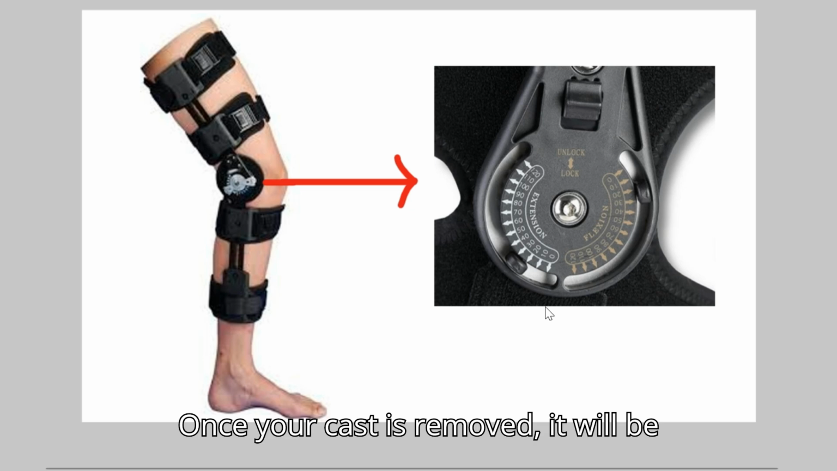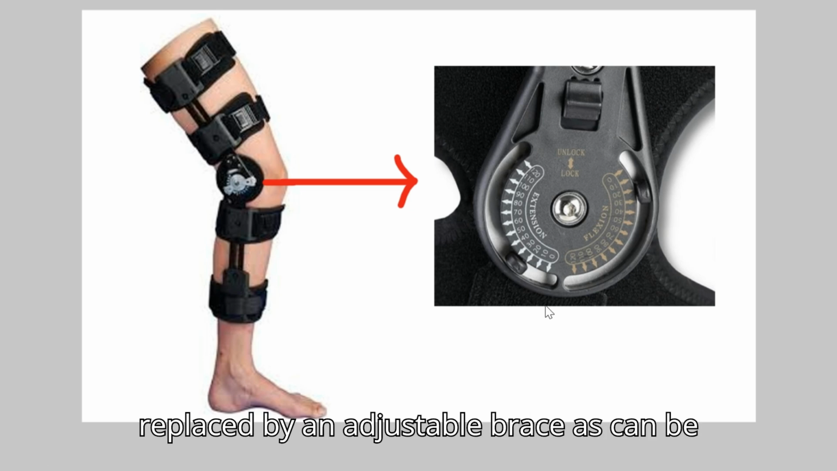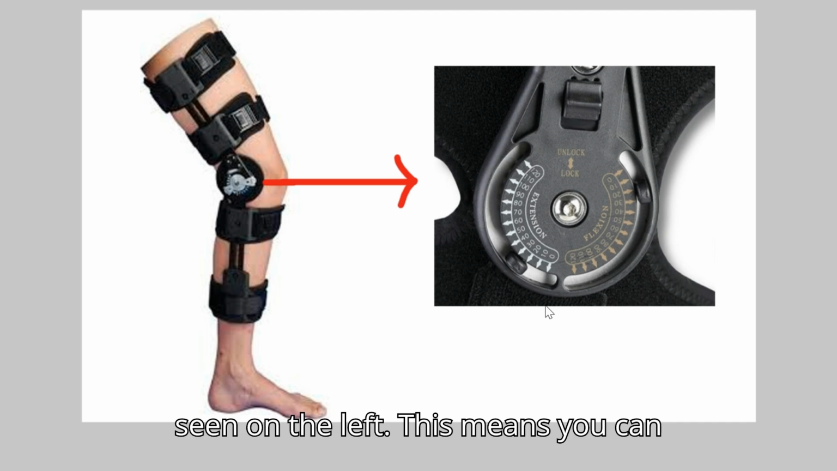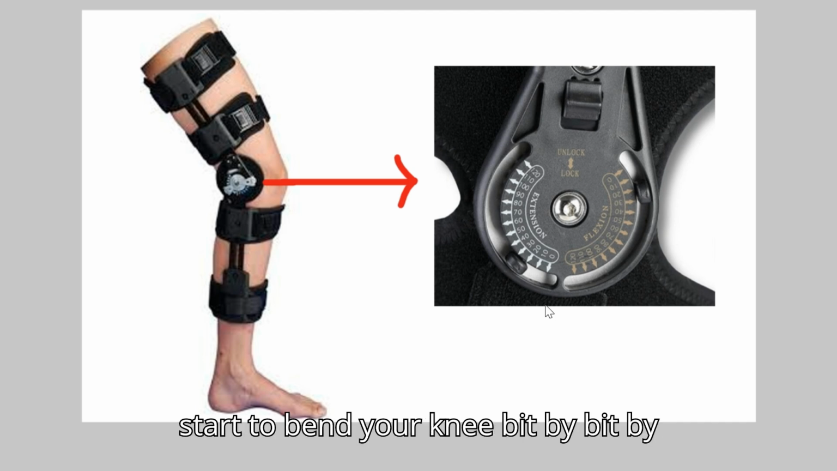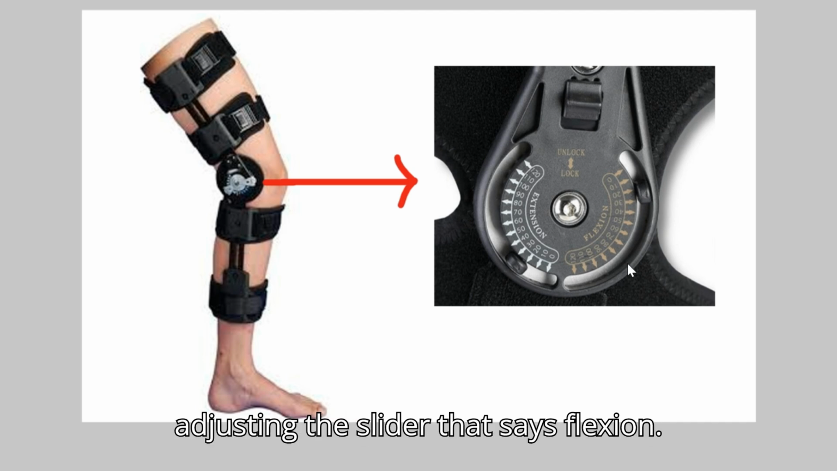Once your cast is removed, it will be replaced by an adjustable brace, as can be seen on the left. This means you can start to bend your knee bit by bit by adjusting the slider that says flexion.